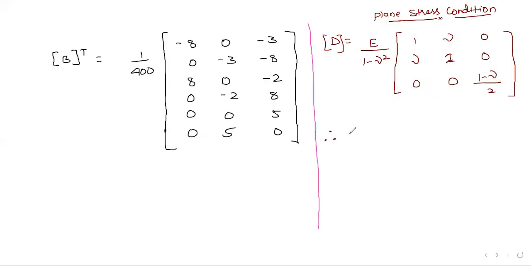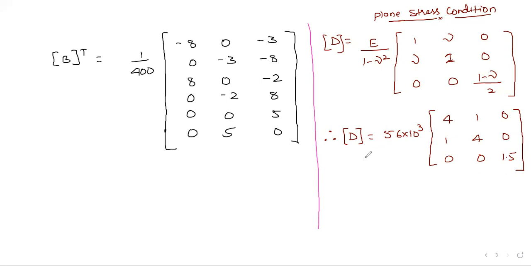By putting all the values, we are going to get this D matrix. You just need to put here E over (1 minus nu squared), where nu is given, I think 0.25, yeah, 0.25 whole square, and then here 1, 0.25, 0. As soon as you put it, we are going to get this as 56 into 10 to the power 3, times the matrix 4 1 0, 1 4 0, 0 0 1.5. Okay, so this is the D matrix.